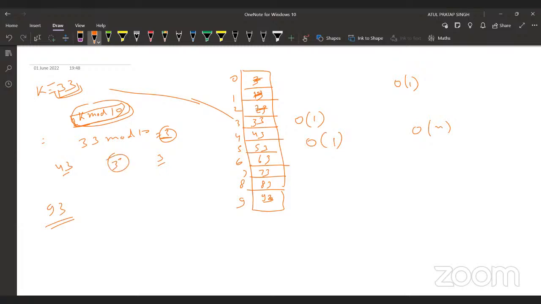Then we will check this condition: is 93 available at this position? No. So that time we will check the next position, but 93 is not available at this position also. Same thing here, same thing here. So we have to traverse all the places, so the complexity would be order of n, because we have to traverse all the places.